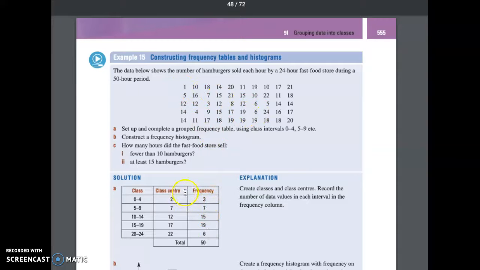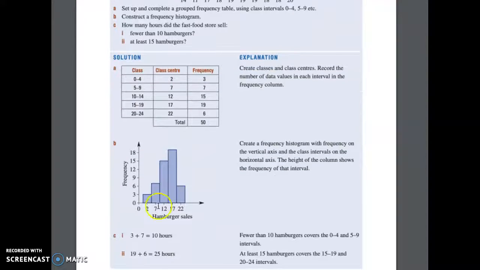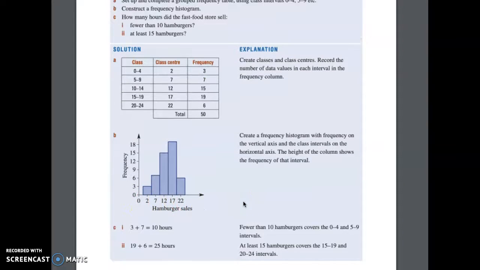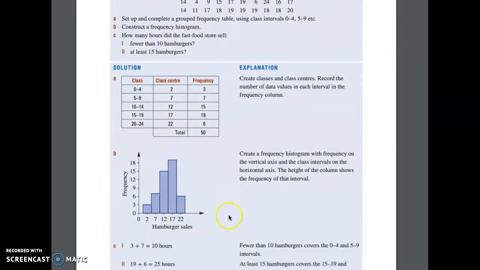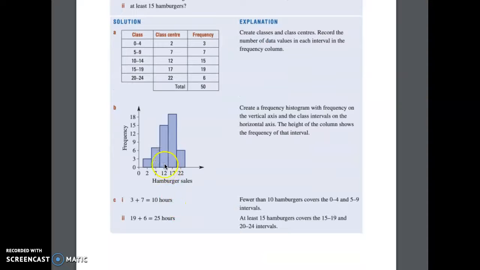They should actually have a tally in here as well. So some of you might be used to having a tally column. When you're doing your histogram, use a ruler. You're graphing in the centre the score. You can see here that it goes up in fives. It's got to be consistent. Then the question is, how many hours did the fast food sell? Fewer than 10. So you would look at here, fewer than 10, you would be adding column 1, which is 3, and column 2, which is 7. So that's why they get 10.